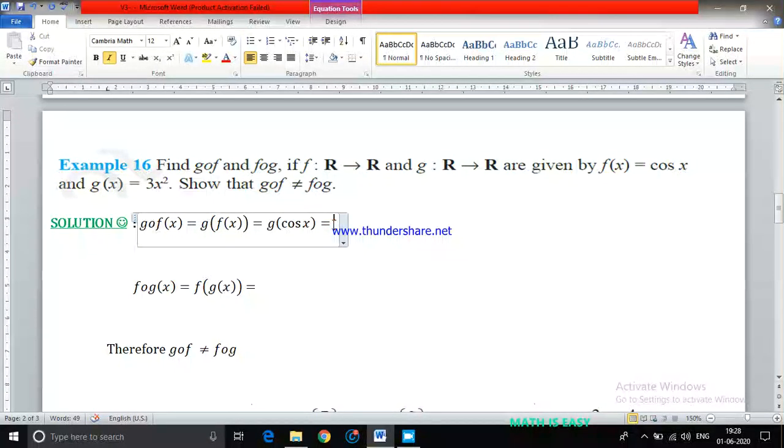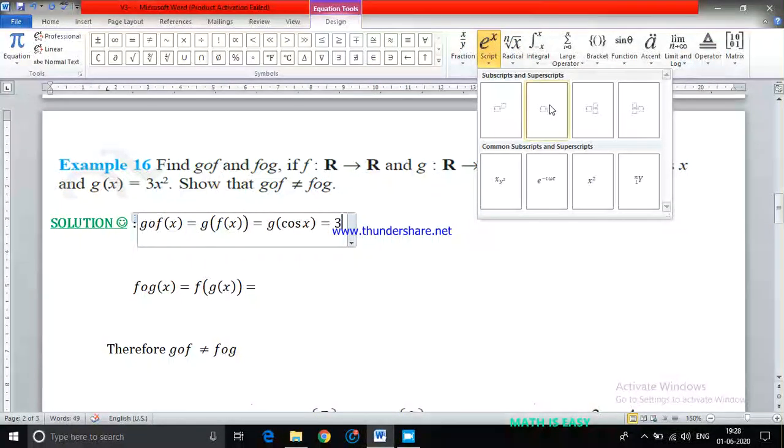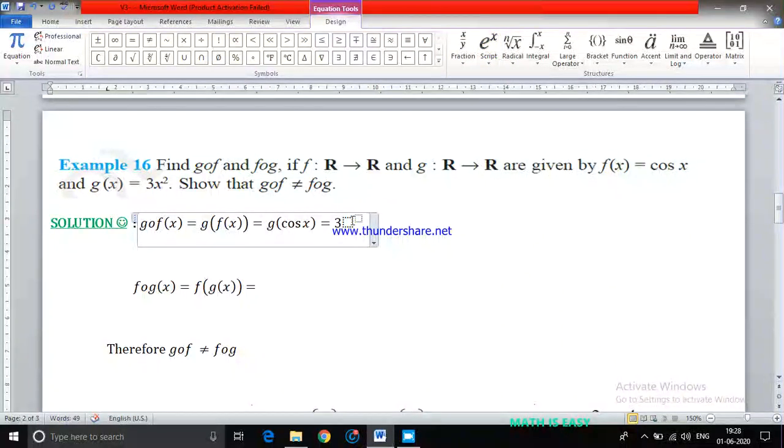So the answer will become 3 cos square x. Okay. So I got GOF of x equals to 3 cos square x. How do you get GOF of x? I write it as g of f of x, then f of x value is given as cos x. So g of cos x, like it's a polynomial.